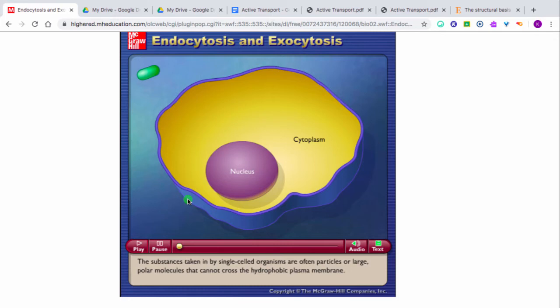For exocytosis, that's easy. There's just going to be one process that's just labeled exocytosis. But for endocytosis, it's divided up into three different types of endocytosis. And then I'll play those here.